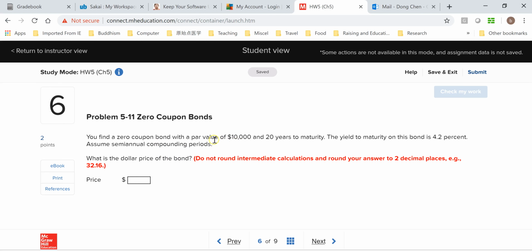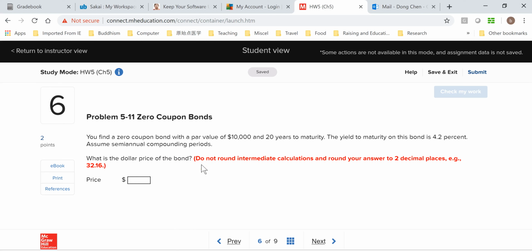So that means the coupon is zero, so the only future cash flow is the par value. So what is the dollar price of the bond? The price of the bond is the present value of all future expected cash flows. And in this case, as we said, the only future cash flow for a zero coupon bond is the par value, and that's at the maturity date.